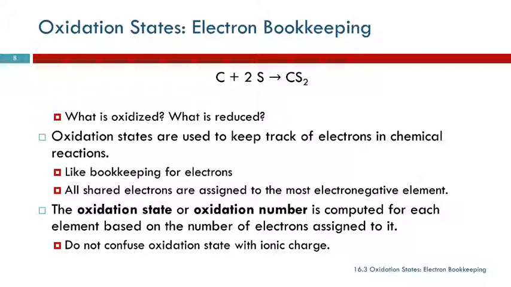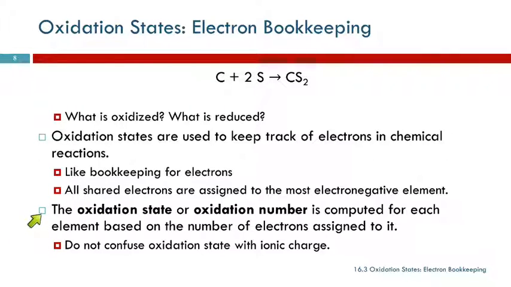Oxidation states is a concept that helps us to keep track of electrons in chemical reactions. Because what's happening here, there's not an actual transfer of electrons, but electron density is being shifted. And so there is oxidation and reduction occurring here. It's basically bookkeeping for the electrons, figuring out where the electrons belong. What we do is take all of the shared electrons and assign those to the most electronegative element.